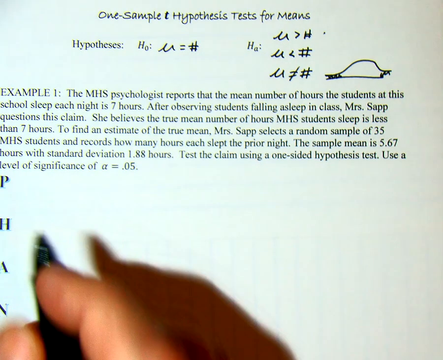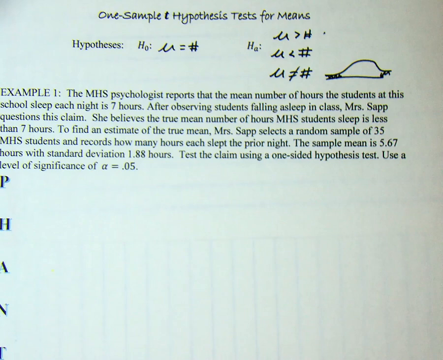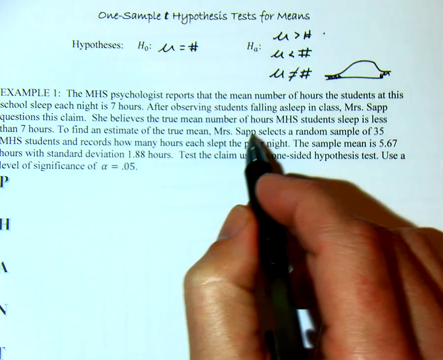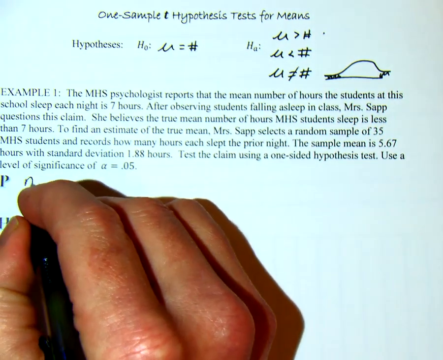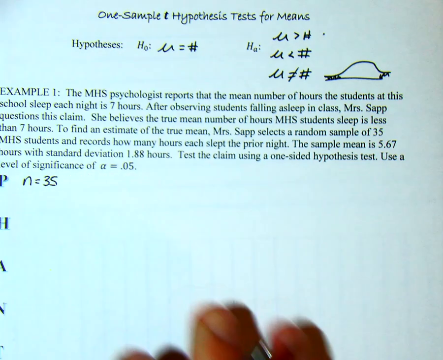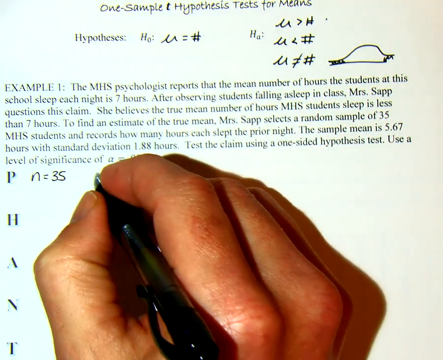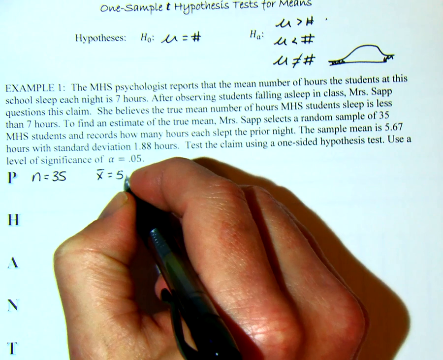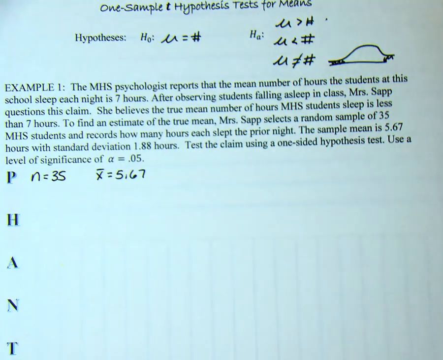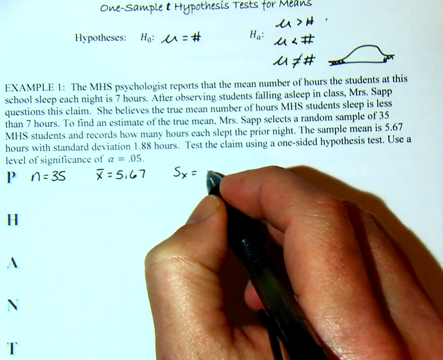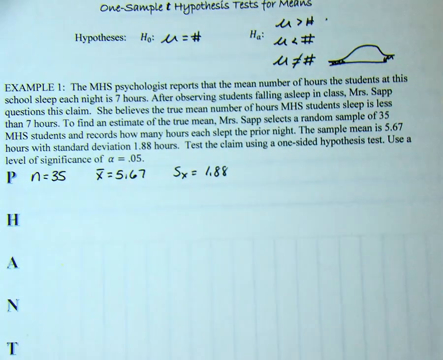So again, we're going to list out all the different things that we're going to use here. The first number that we came across was 35, so my sample size is 35. The next number we hit was the sample mean of 5.67, so that's going to give me an x bar. We have an Sx, which is my sample standard deviation, 1.88. Okay, so we've listed everything we need there.